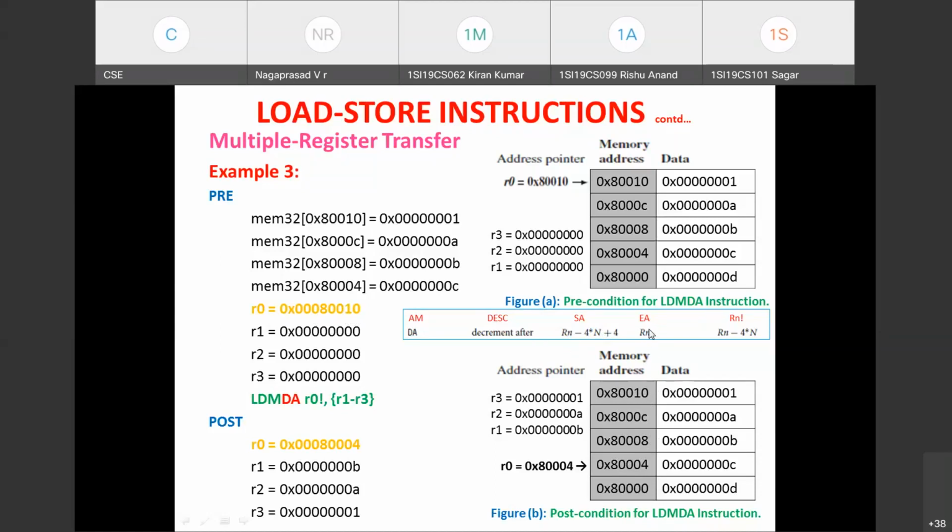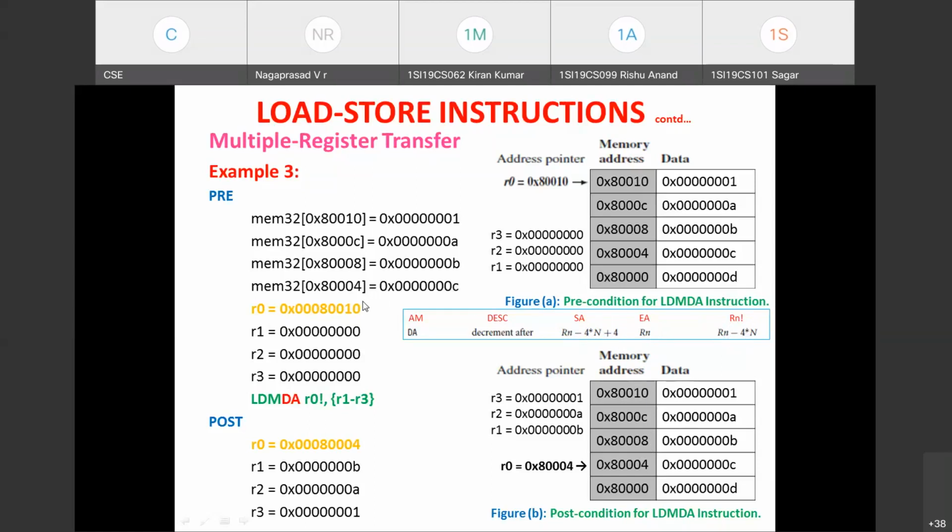So whatever is there in Rn is the highest address from where the data is fetched, and Rn minus 4n plus 4 is the address from where the last data is fetched, the lower address. And coming to the updation of the Rn register, it is Rn minus 4 into n. Here in our example, Rn is having the value 80010, minus 4 into 3, which is 12.